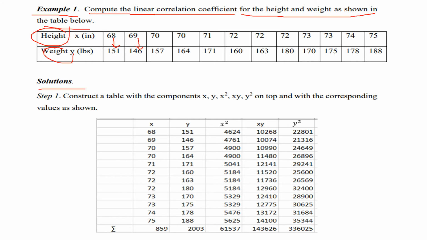So for step number 1, we need to construct a table with the components x, y, x squared, xy, and y squared on the top, and with the corresponding values as shown. So for us, it will serve as a guide.